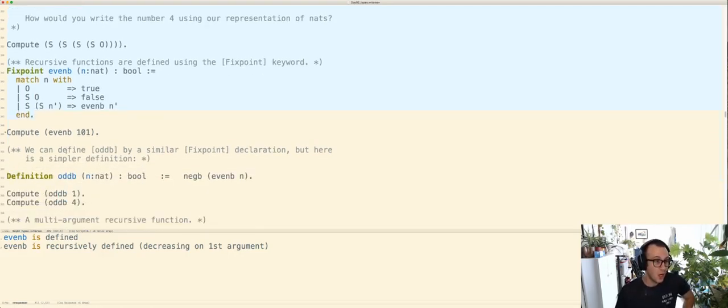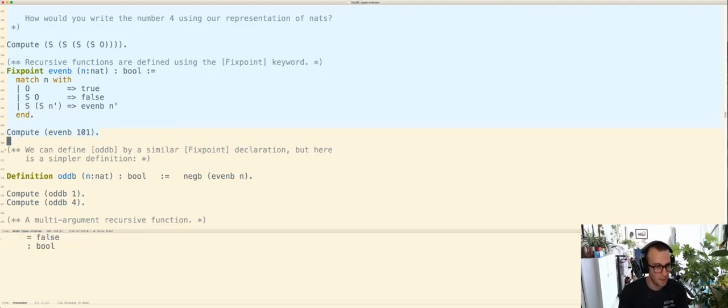Okay. We could define odd b by a similar fixed point, but we could also just say, well, the odds are the things that aren't even. So let's just cut out the middleman, keep it simple. Right, so here's a perfectly good non-recursive definition. Pros and cons to defining things recursively or not. I think it's fine to define it either way.